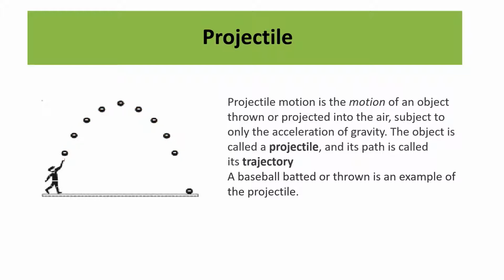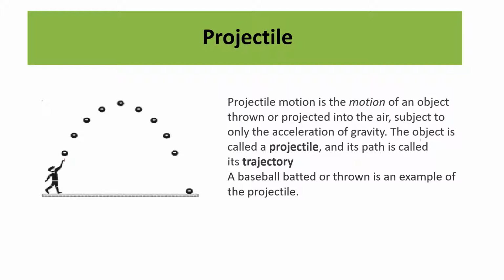Projectile motion is the motion of an object thrown or projected into the air subject to the acceleration due to gravity. The only force which we consider here is the force of gravity. This doesn't mean that it is not having any other force. They are minimum when compared with this force of gravity. Therefore, we are neglecting the air resistance, etc.